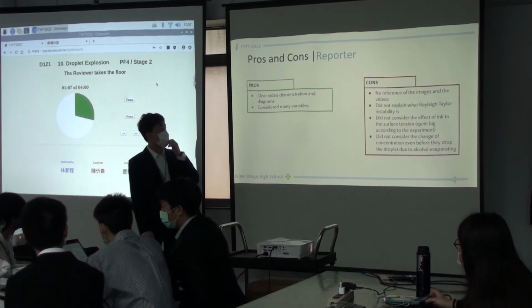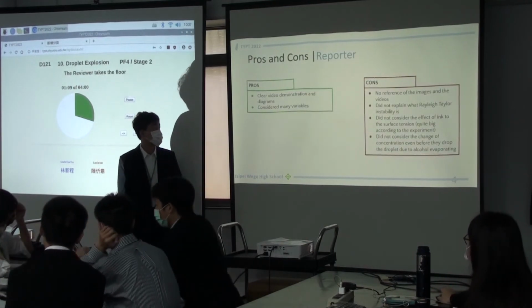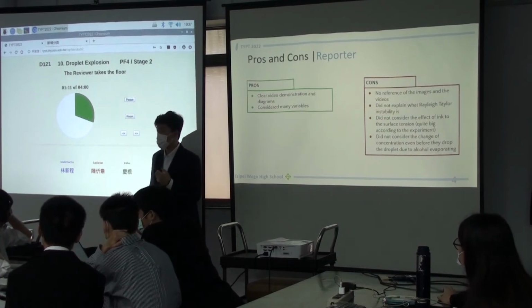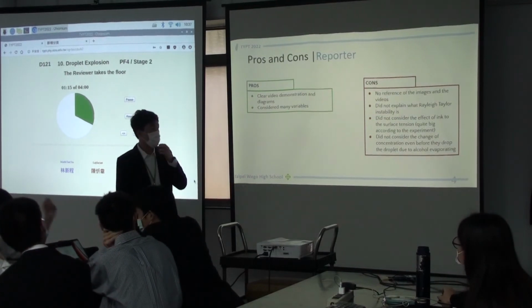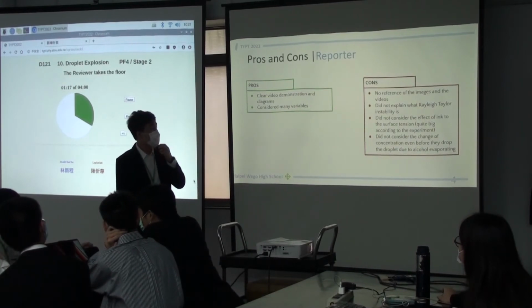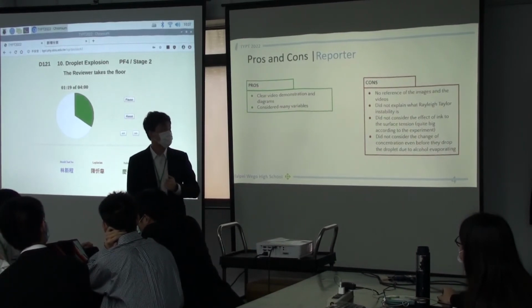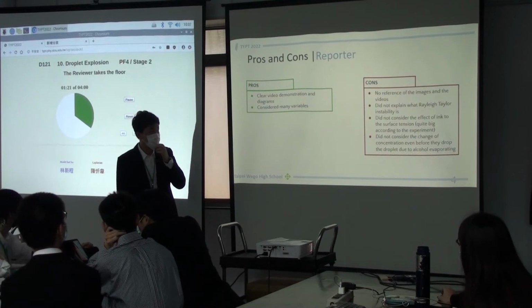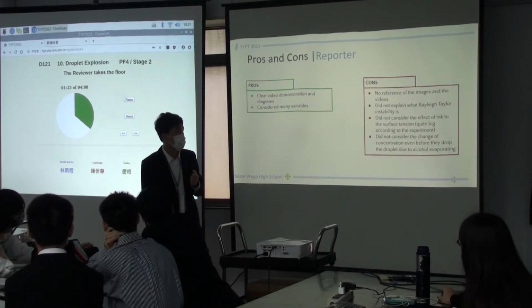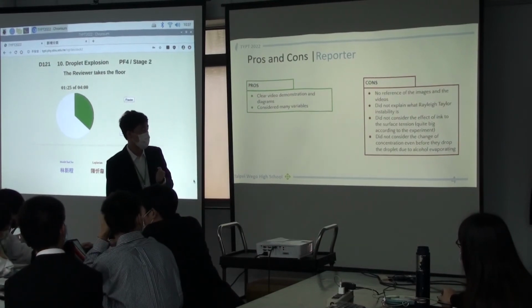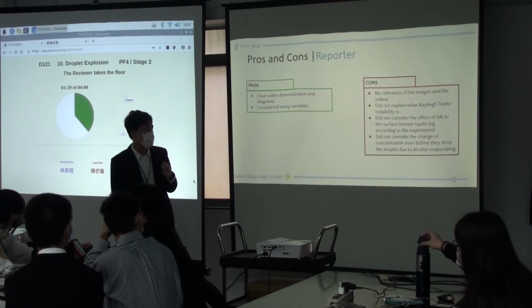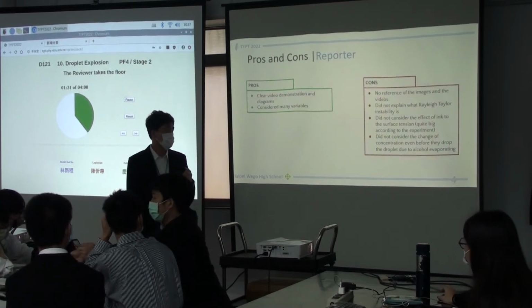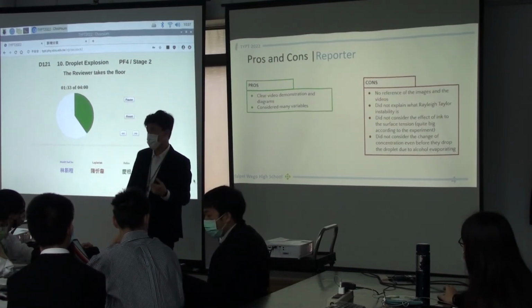So here are the pros and cons of the reporter. They have clear video demonstration diagrams, and they have conservative variables. However, they have no lab. They didn't mention the reference of how they got their images and videos, and did not explain what radiator instability is, and did not consider the effect of ink on the surface tension. And this is quite big according to the experiments, as they have mentioned, and did not consider the change of concentration even before they dropped it into alcohol evaporation.